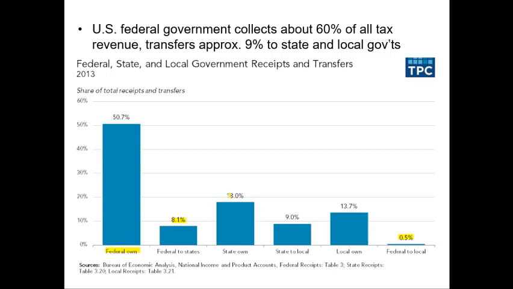The states themselves collect about 8% of the total tax revenue, and the states shift about 9% of that back down to the local municipalities. Then the local municipalities, cities and counties, for example, collect about 14% of the total tax revenue in the United States. So that gives you an idea of how it's broken down in the United States federal system as far as revenues and then transferring those back down to your federal subjects.